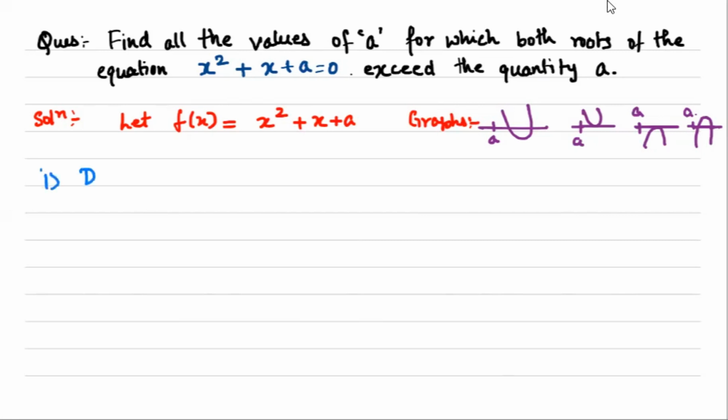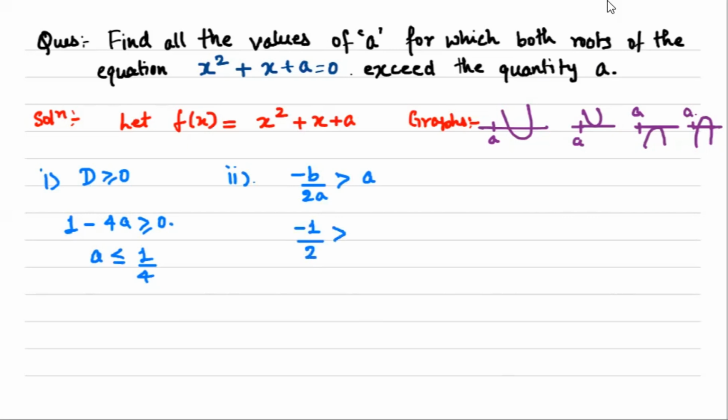So the first thing is discriminant is greater than or equal to 0. So we'll write b square, which is basically 1 minus 4ac, is greater than or equal to 0. From here we get a is less than or equal to 1 by 4. Second condition, minus b by 2a should be greater than the quantity, which is a itself, and b is 1, so negative 1 divided by 2 is greater than a. So we get a less than minus 1 by 2 from here. A is less than or equal to 1/4.